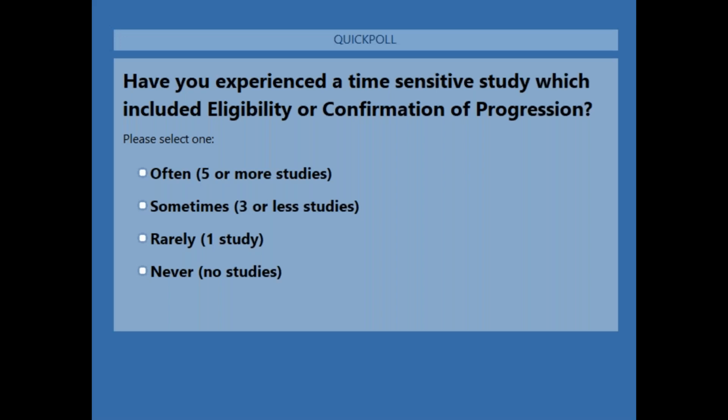Thank you, Deandra. Okay, so here's a quick poll for everyone in the webinar if you are able to select one of the options here. So the question is, have you experienced a time-sensitive study which included eligibility or confirmation of progression? The choices are often, which could mean 5 or more studies, sometimes, which could be 3 or less studies, rarely, maybe it was only one time for one study, or never, no studies. So we will give you a minute or two to complete your response, and then we will go over the responses.